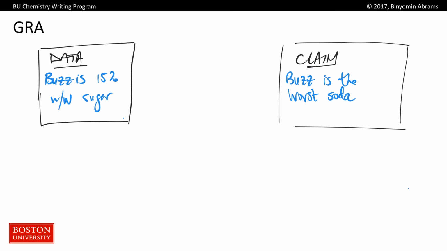As your logical arguments get more and more elaborate, outlining them using a graphical representation of argument, or GRA, will not only save you time, but also help to make sure you have the most well-reasoned and organized argument possible. So starting with our data and our claim, we intend to argue that Buzz is the worst soda, and we're doing this based on the data that Buzz is 15% by mass sugar.